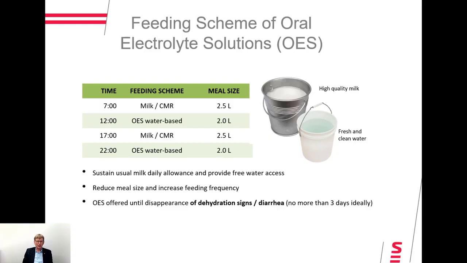If calves do not want to drink the electrolytes or their milk, one way to do it is to reduce the meal size and increase the feeding frequency, and if needed, to tube feed the oral electrolytes. In general, we recommend giving oral electrolytes for up to 3 days, and they have to be offered until there is no sign of dehydration or diarrhea anymore. Ideally, you do not go beyond the 3 days.